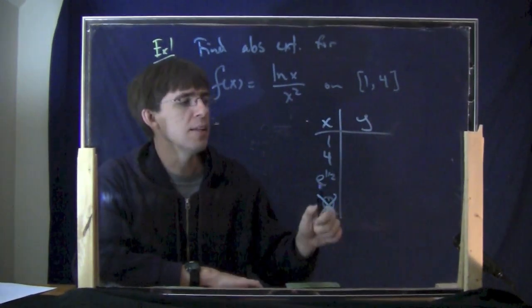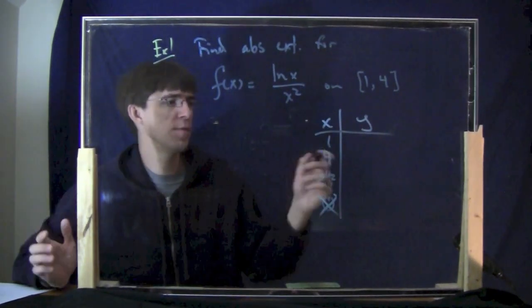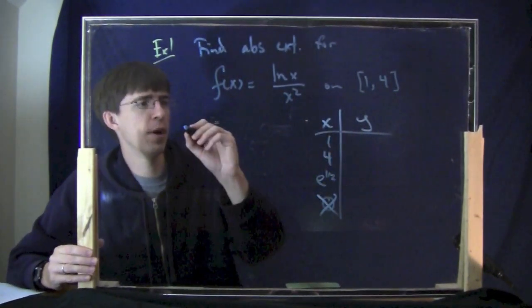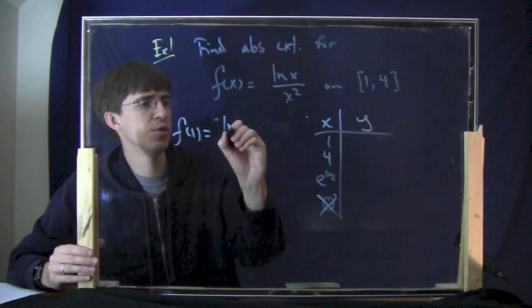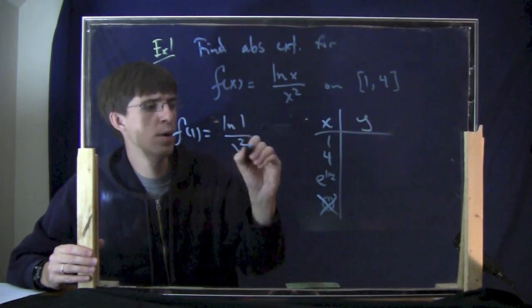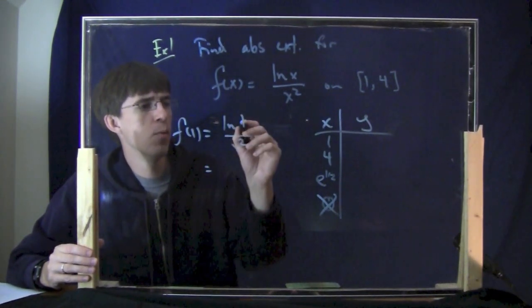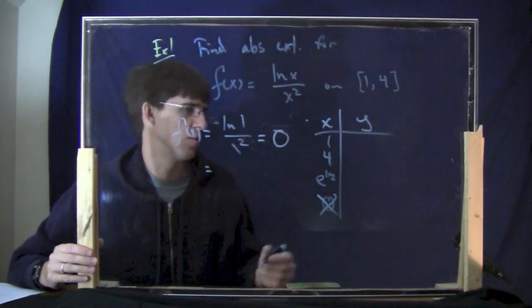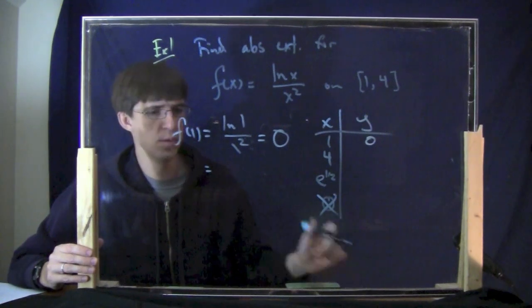It really is. Let's evaluate, find the y values for each of these. Some of these you can do by hand. I think one of them you have to do on your calculator. But for 1, you can do f of 1 equals natural log 1 over 1 squared. That's a 1. What is natural log of 1? Natural log of 1 is 0. So actually this whole thing is 0. So that y value is 0.